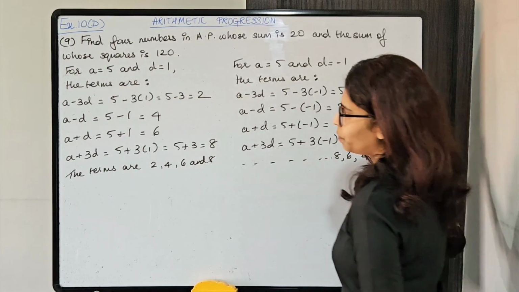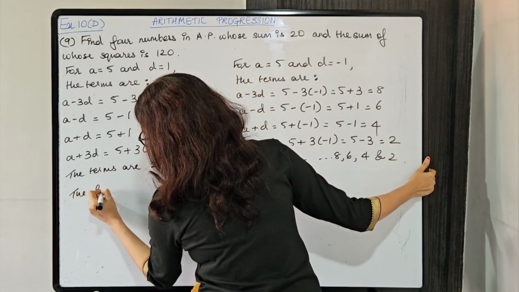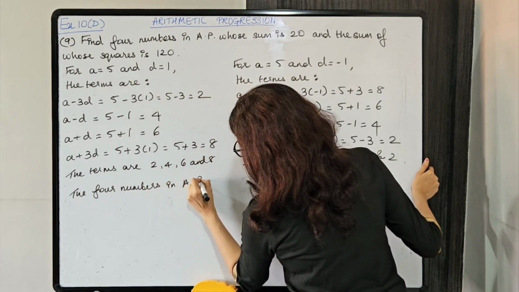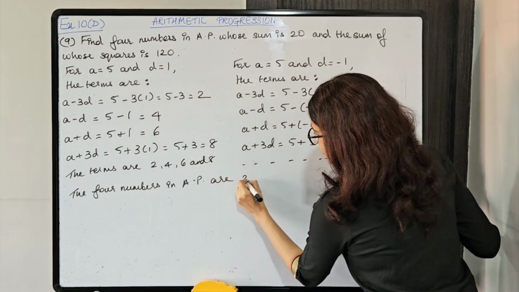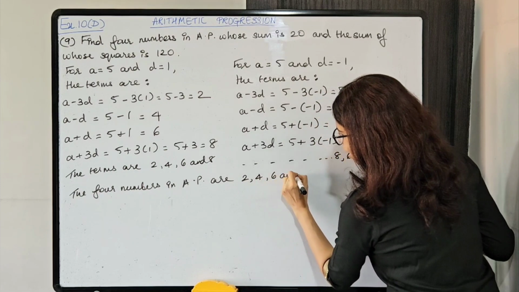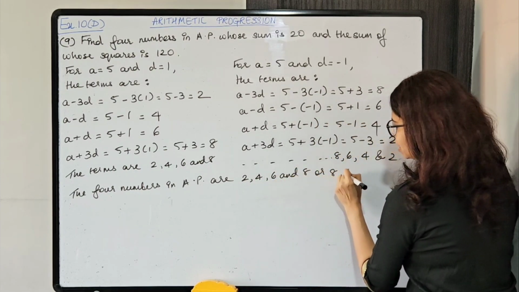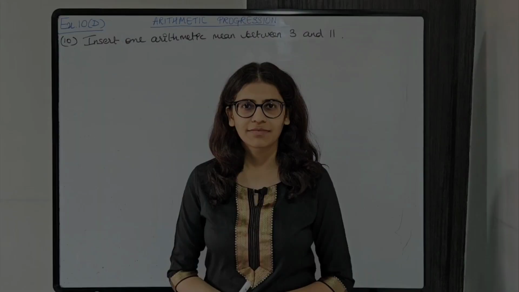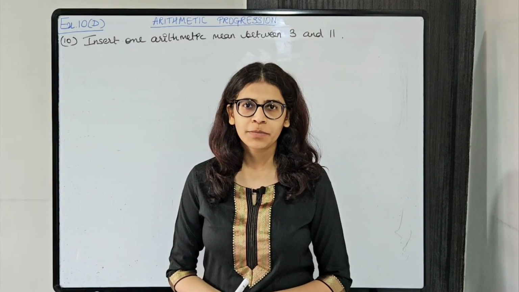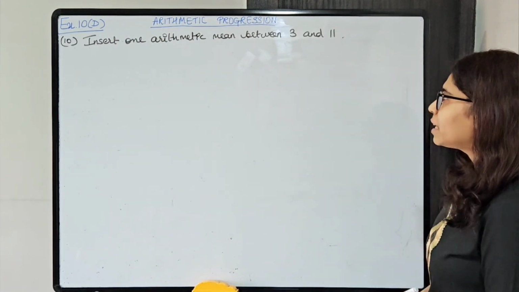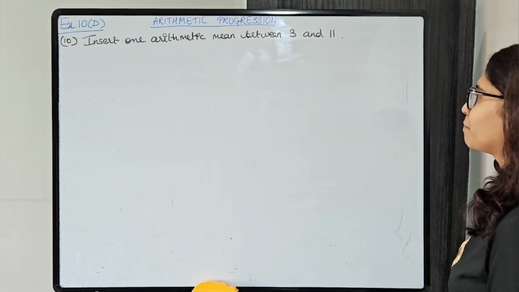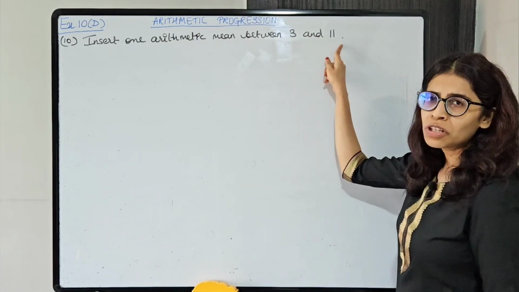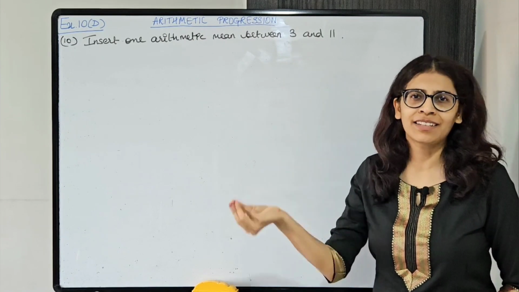Write the final statement. The 4 numbers in AP are 2, 4, 6 and 8, or 8, 6, 4 and 2. Okay. Coming to next question, question number 10. Insert one arithmetic mean between 3 and 11. It's very easy. Arithmetic mean means adding the two numbers and dividing by 2. We have to take the mean, very easy.